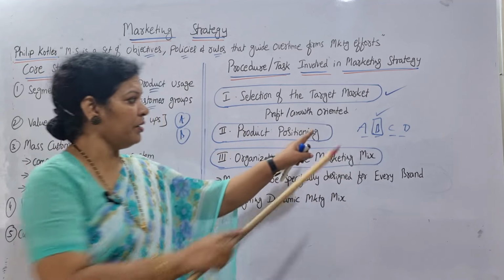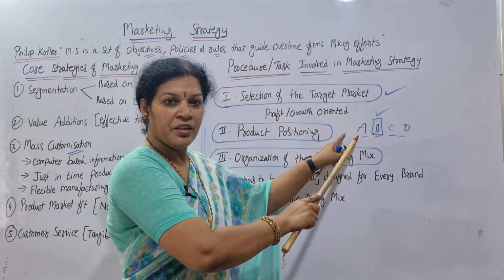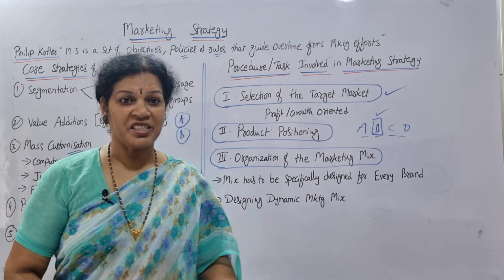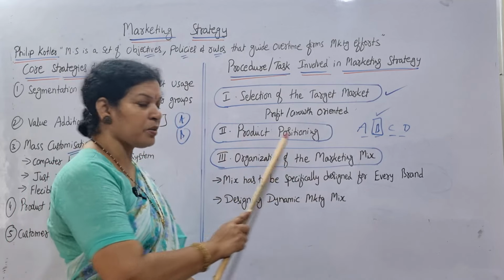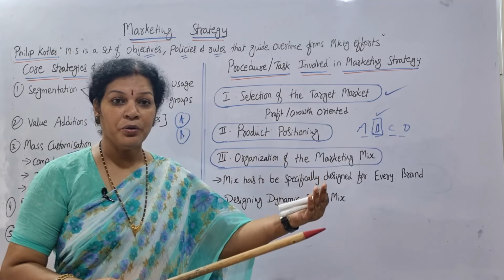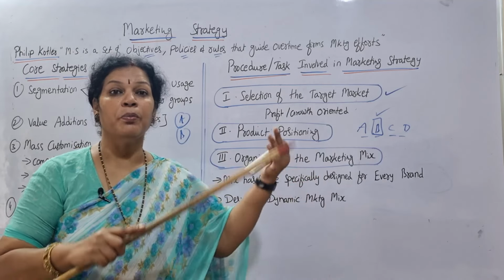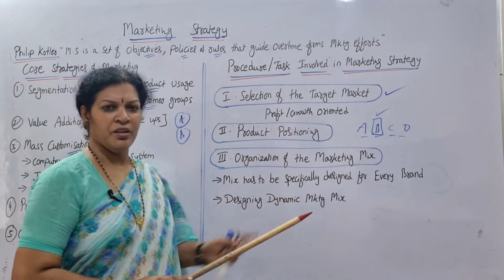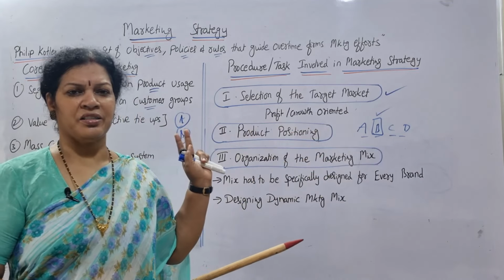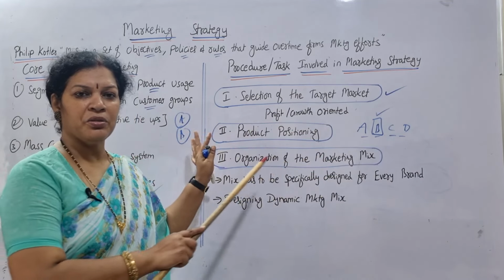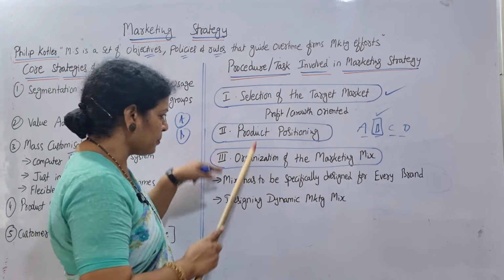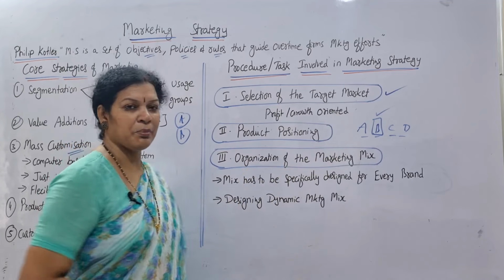Means focusing on A, B. If you want to focus on A, which is an already existing product, but still you are saying product positioning, it means you want to make the existence of the product stronger. So that is product positioning. Whether it's new or existing, whatever it may be, you have to see that product positioning is proper or not. The next process comes to organization of the marketing mix.